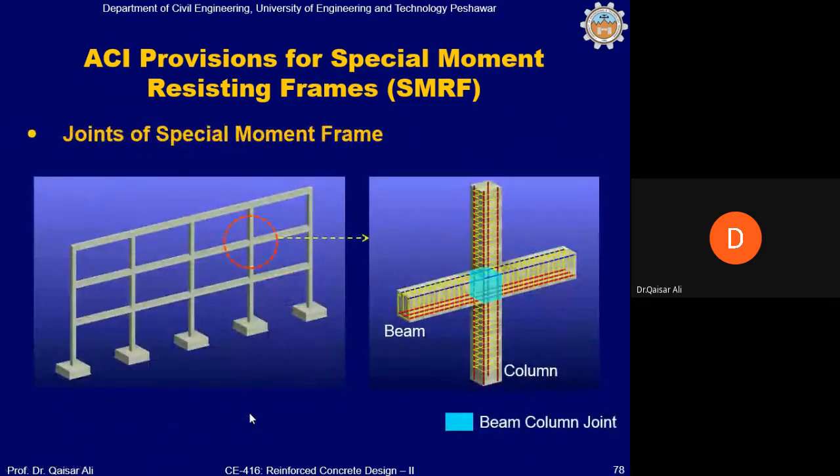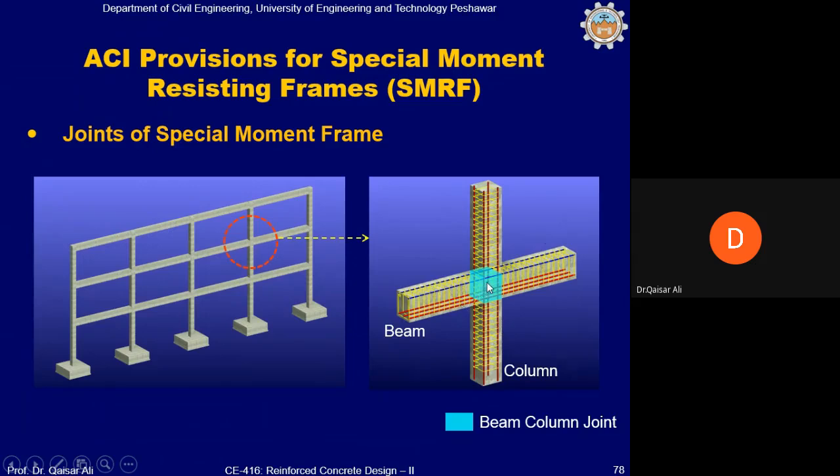The joints of special moment resisting frame also have some provisions. The light blue part is called the beam column joint, and the beam column connection is different from the beam column joint. Beam column connection extends into the beam and column up to a length in the beam equal to 2h on both sides of the column and up to a length of L0 on both sides in the column. So L0 in the column on the top side and bottom side of the beam, and 2h on both sides of the column. This is called the beam column connection.